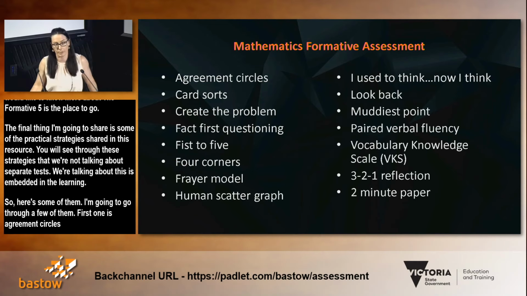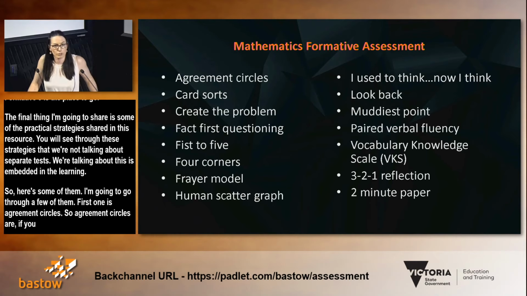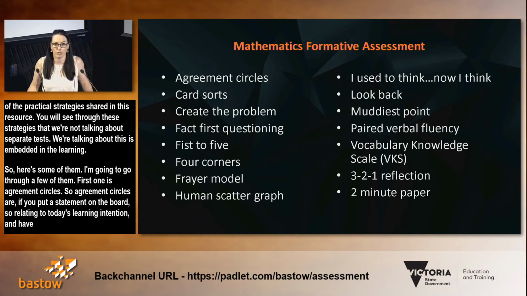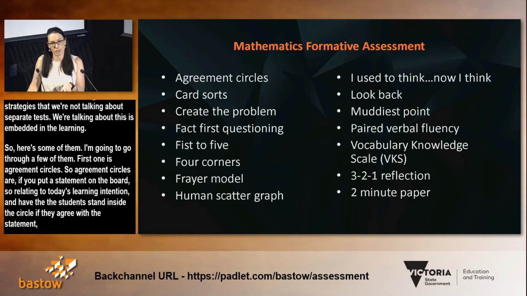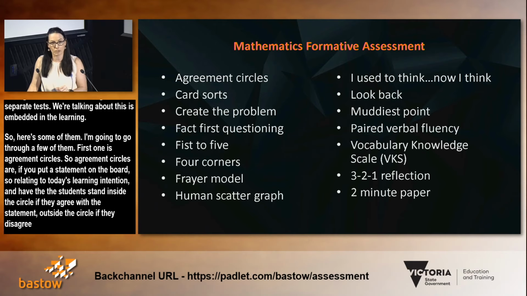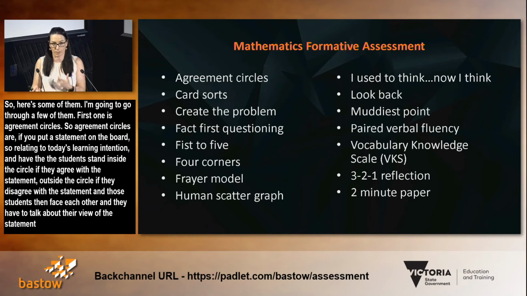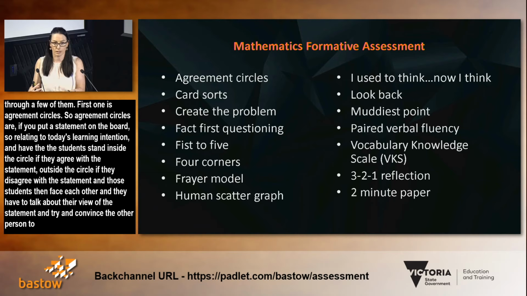First one is agreement circles. You put a statement on the board relating to today's learning intention, and have the students stand inside the circle if they agree with the statement, outside the circle if they disagree. Those students then face each other and talk about their view of the statement, and either try to convince the other person to agree or disagree.